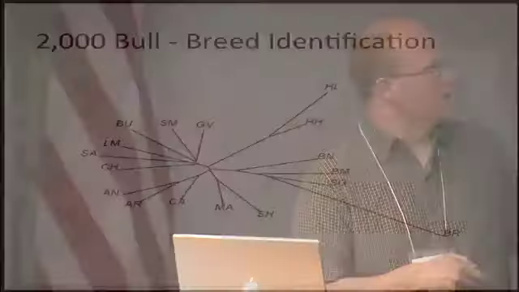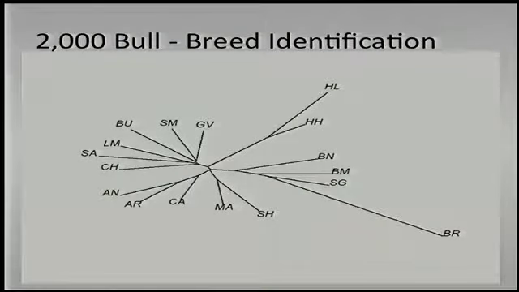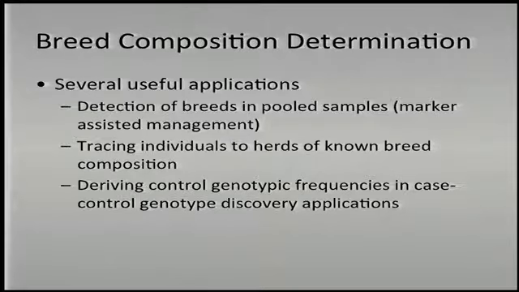But the other thing about this is, given that these breeds are removed from each other, we can probably do a good job of taking a crossbred animal, looking at these 50K SNP markers, and deciding what breed these crossbred animals should be. So if we wanted to determine breed composition, there are several potentially useful applications.